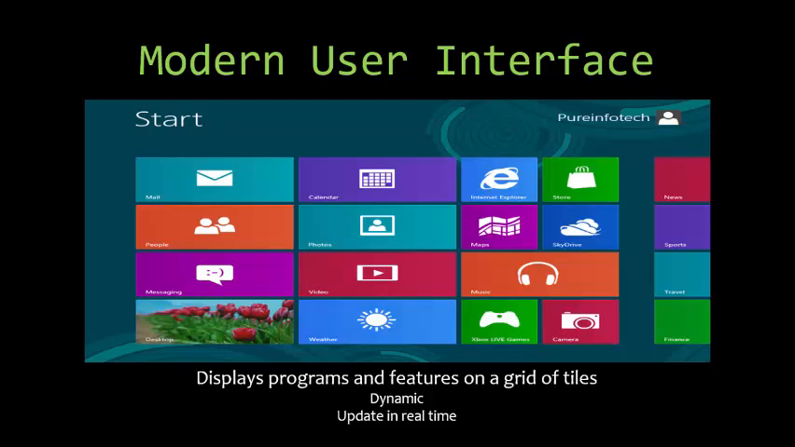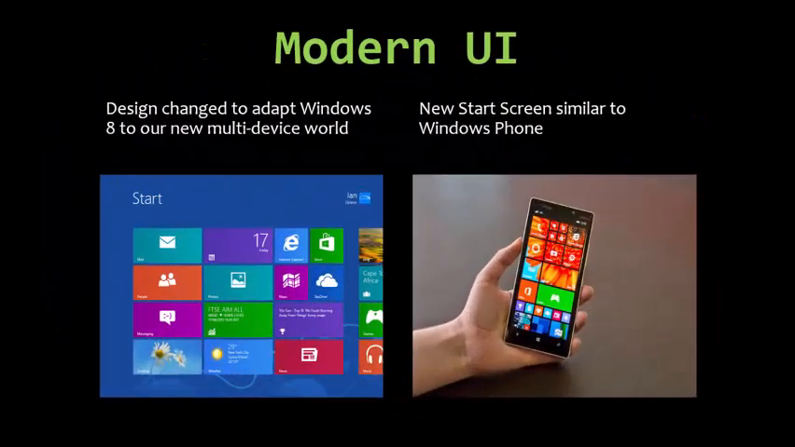The modern user interface displays programs and features on a grid of tiles. These tiles are dynamic and they update in real time. For example, if you had an app for news, it would display the latest headline story. An app for weather would give you an update of the forecast, and an email app can show you the number of unread messages. The modern user interface design changed to adapt Windows 8 to our new multi-device world. This is evident by the fact that the new start screen is similar to that of a Windows phone.